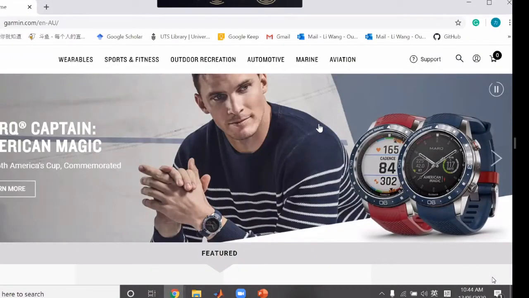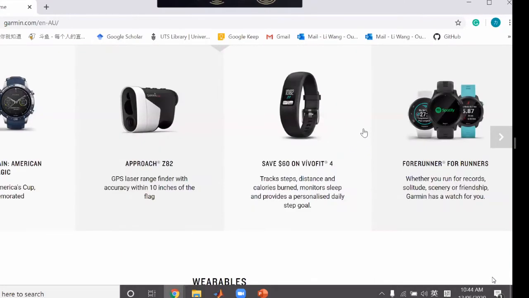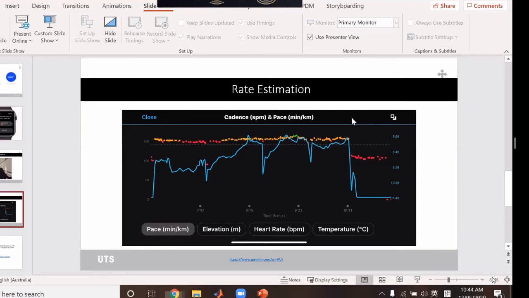It will analyze your activities and tell you how to improve. Say sometimes my cadence is low, and sometimes my cadence is high. It will tell you your cadence is varying during the whole activity. And I'll show you how we do this.